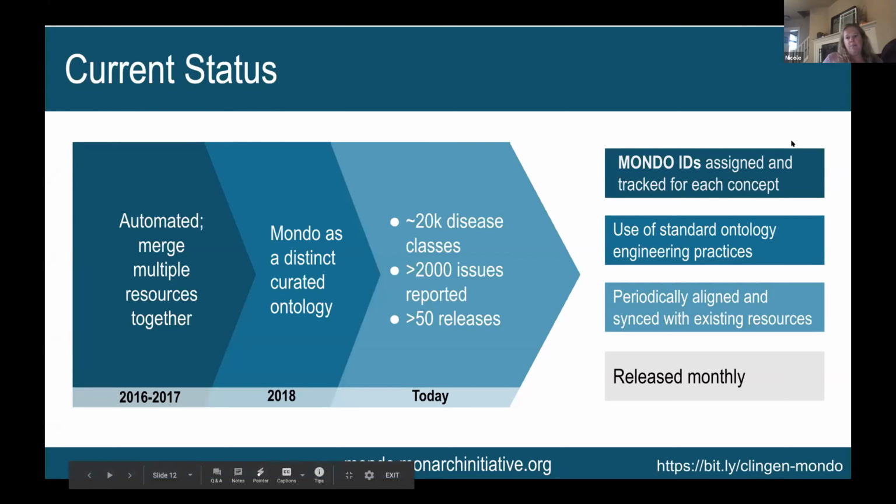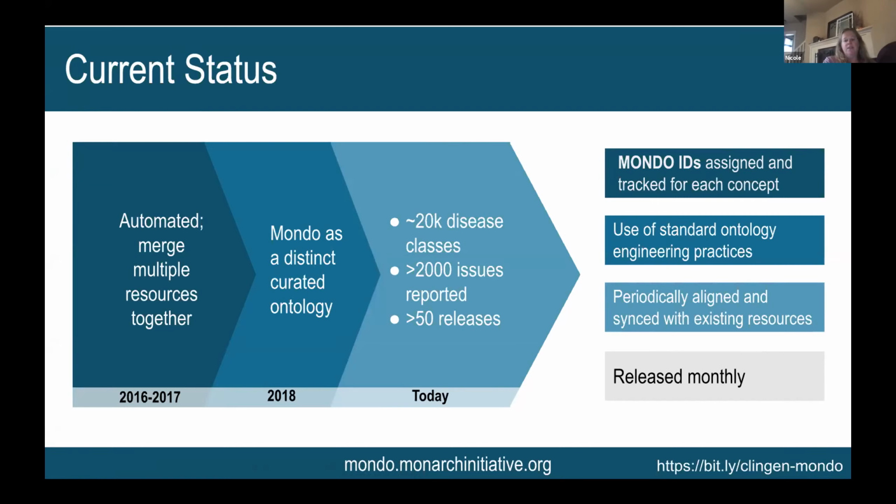So some other key points about Mondo: like I mentioned, every term has a Mondo ID, no matter what the source was. If the term originally comes from MeSH, or if it comes from NCIT, it gets a Mondo ID. We don't retain the original IDs, but we do track them in the provenance, so everything is properly attributed. We use standard ontology engineering practices, so we're interoperable with other ontologies like the Cell Ontology and Human Phenotype. We spend a lot of time co-developing with them to make sure we're properly aligned. We are periodically aligning and syncing with the existing resources.